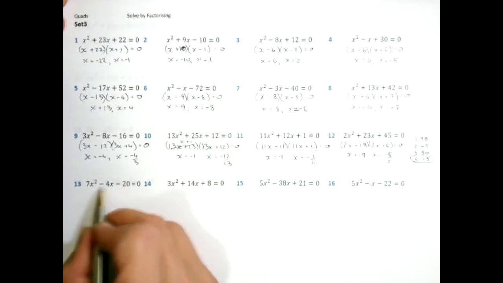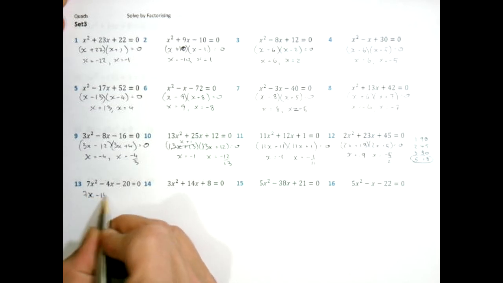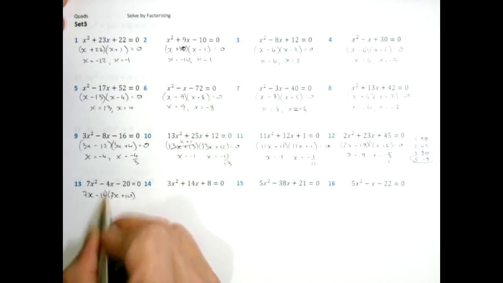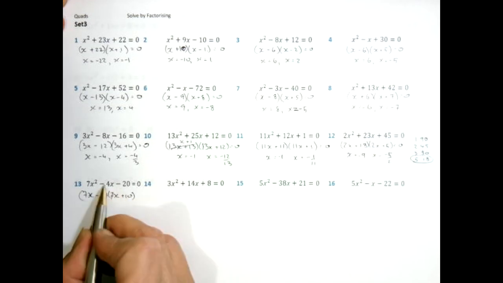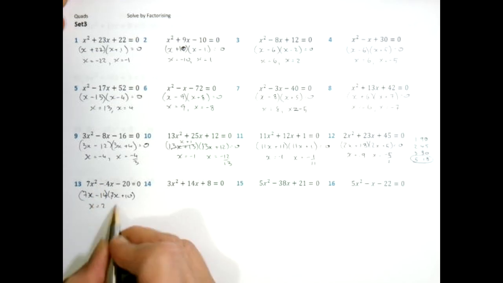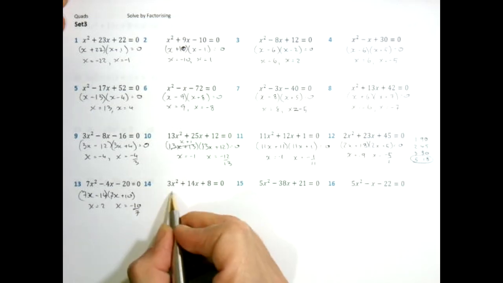7 20s, 140, factors of 140 with a difference of 4, 7x minus 14, 7x plus 10. Signs are different. The big number 14 goes with a minus. x equals 2, x equals minus 10 over 7. It's a fraction.